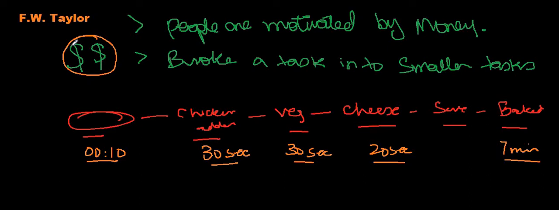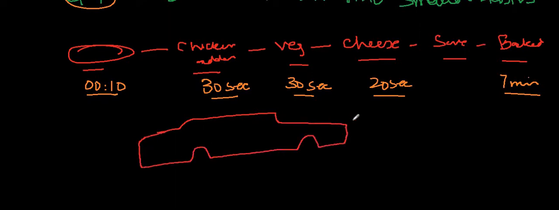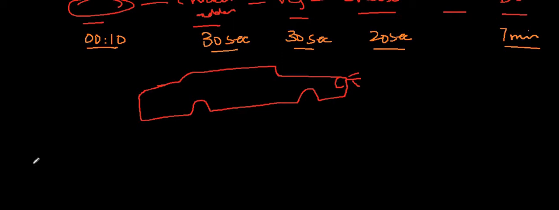He broke down their task and then noticed how much time each person is spending on each task. I'm just giving an example of a pizza. Let's give you an example of something different: making a car. Excuse my drawing, but it's an assembly line, right? We're talking about an assembly line from A to Z. So there are a few steps in between, right?